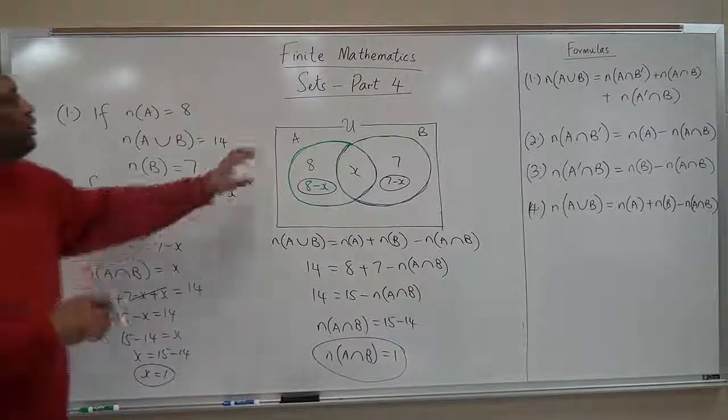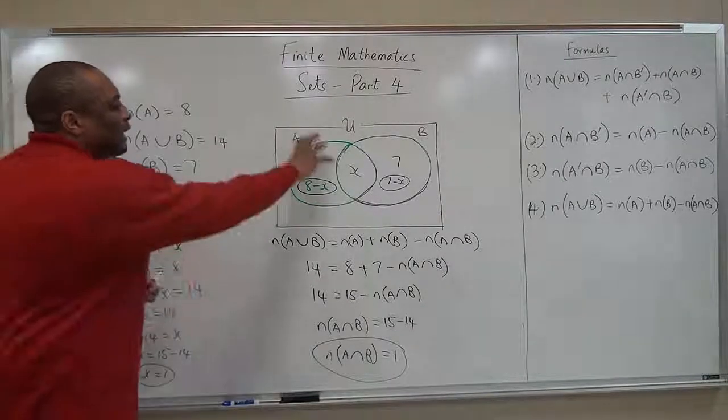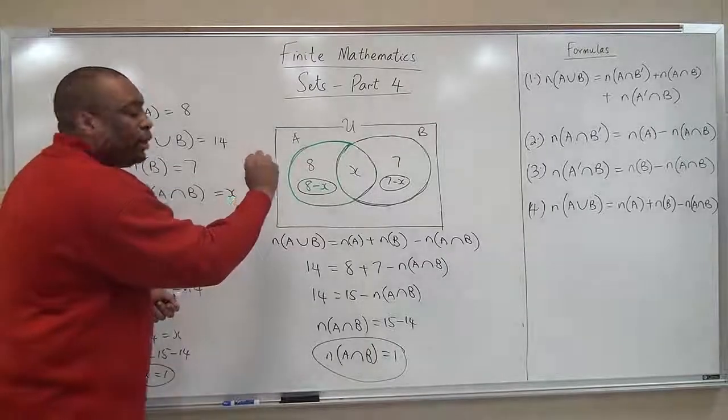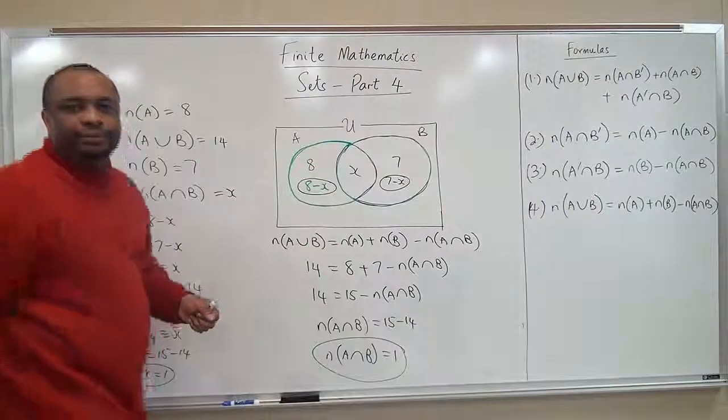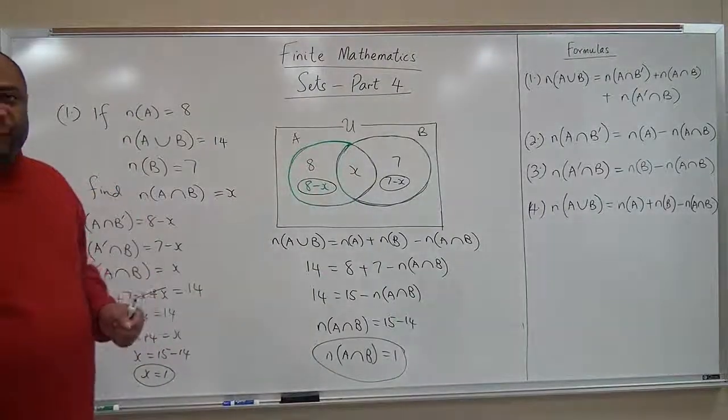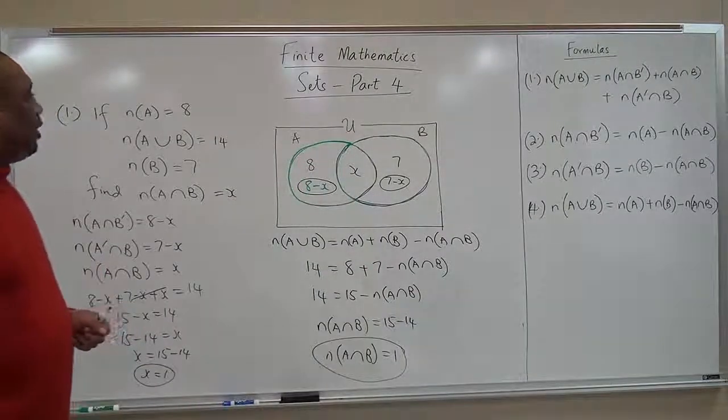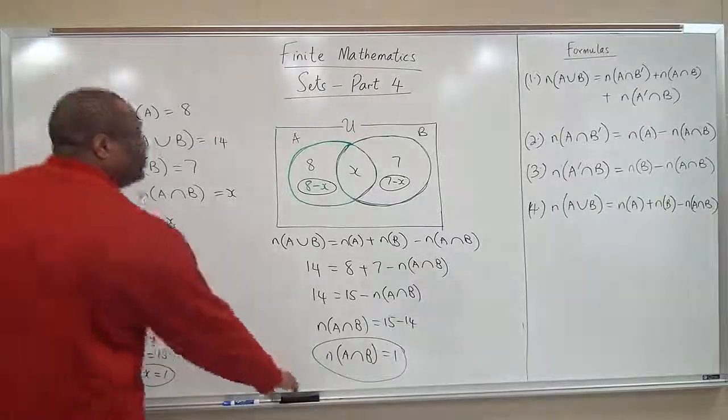But just know that the union is only A plus both A and B plus only B. Got it? All right, let's do number 2.